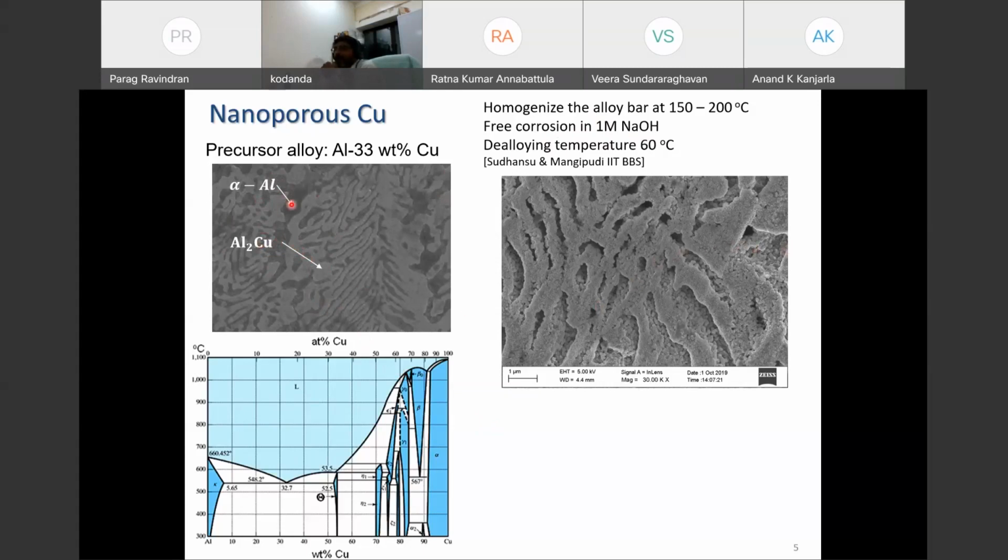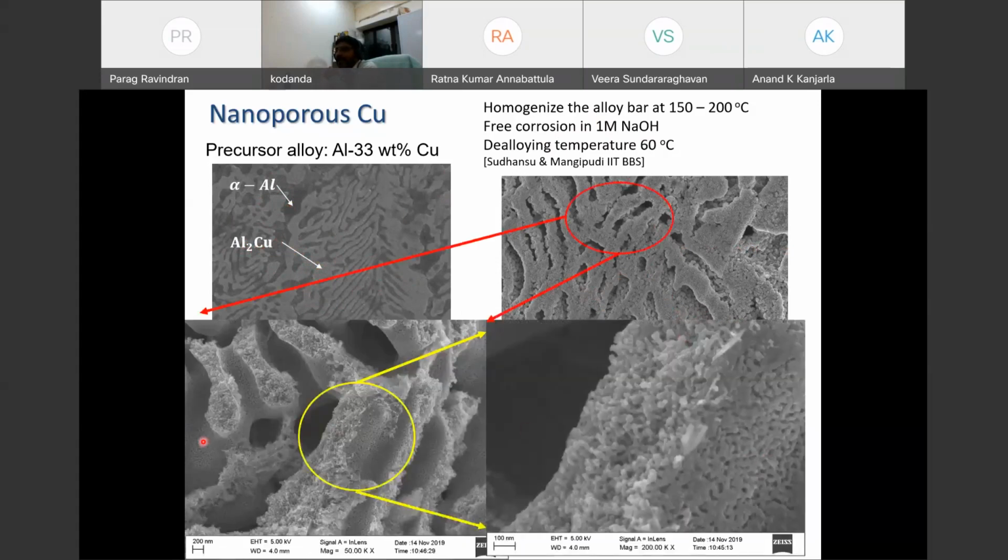All the aluminum is dissolved, and the aluminum from the Al2Cu is also dissolved. Therefore, in these light gray places, which are Al2Cu, the aluminum is gone, copper is left over, and we have this porous structure. So what we get is essentially a hierarchical porous structure in this case. A blown-up view of this is shown here. These ligament sizes are at the nanoscale.